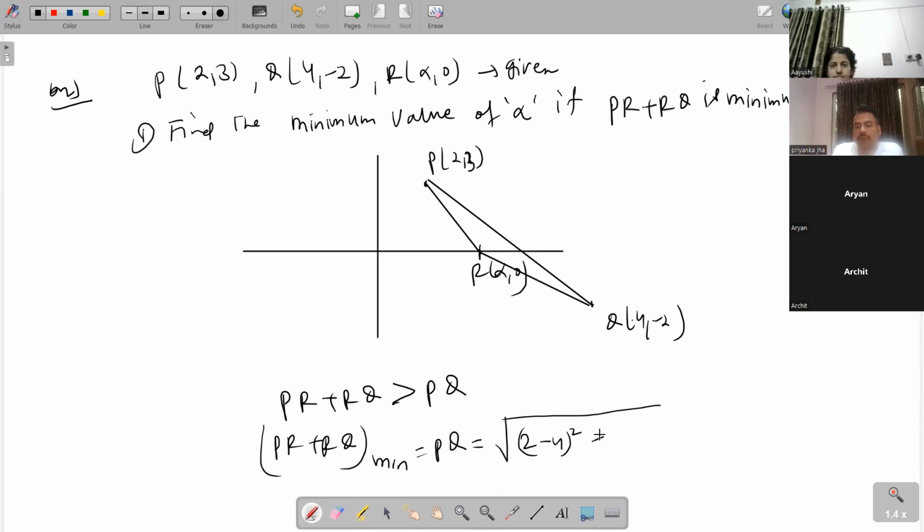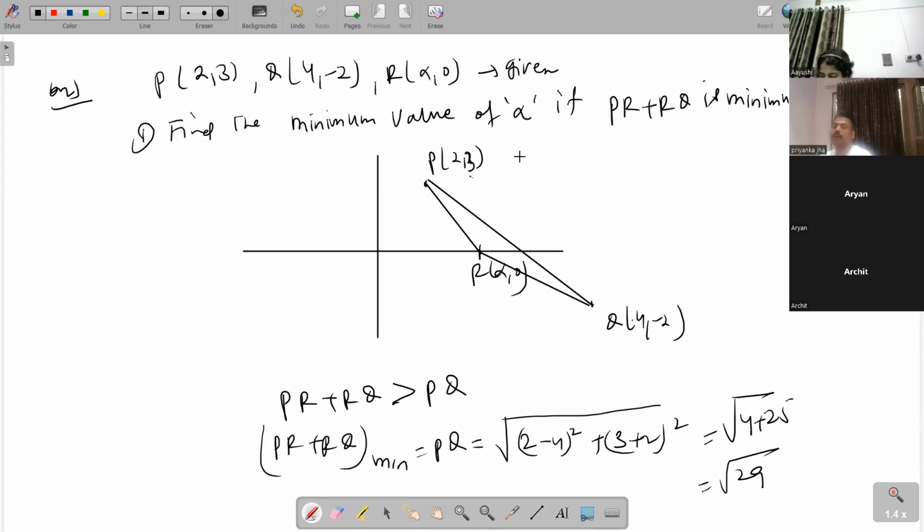Now you can easily find PQ using the distance formula: (2 minus 4) whole square plus (3 minus (-2)) whole square, that is under root 4 plus 25, so this is under root 29. This is the minimum distance. But we are not supposed to find the minimum distance. We are supposed to find alpha, so for what value of alpha this will be minimum. First you note it down, then I'll write more.